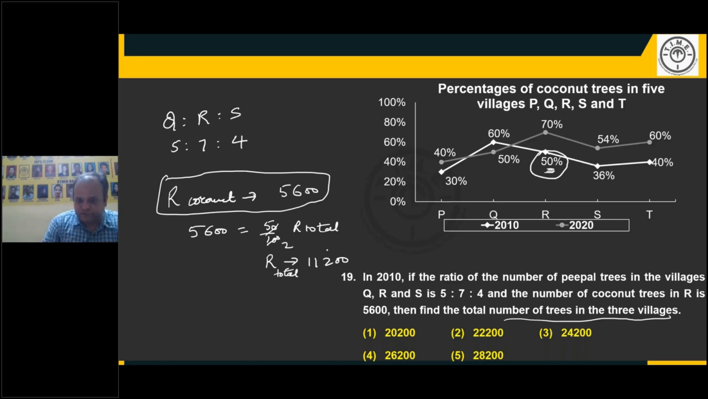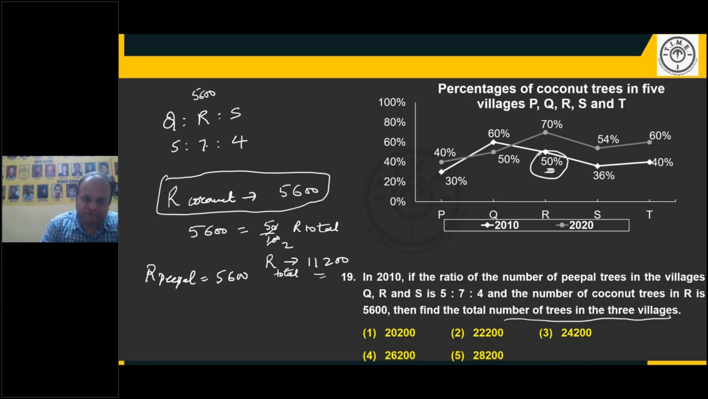Now how would you go about this question? You have to find the number of people trees. This 11,200 is R's total, and this ratio is about people, right? Now you have to figure out how you would relate 11,200 with this. Try. If this is 11,200, then can we say people trees would also be 5,600? Why? For R, because it was 50%, so coconut is 5600, so R's people trees would also be 5600.